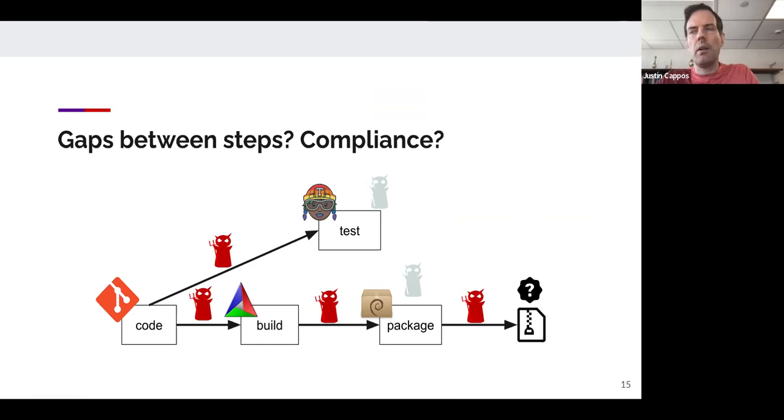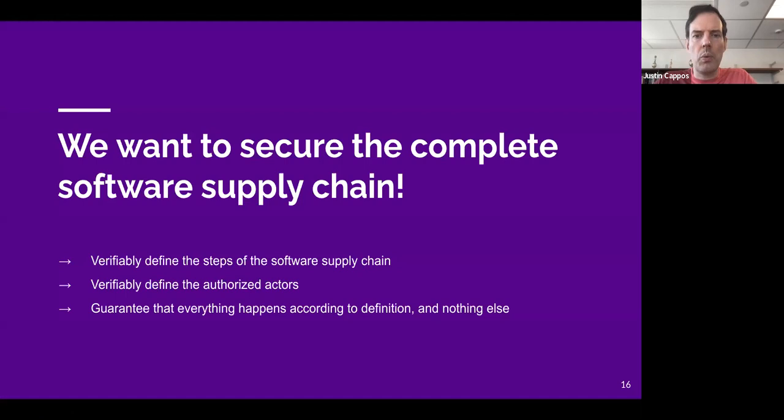So what we want to do is have end-to-end security. We want to end-to-end secure the entire thing, and we want to do it in a way that's verifiable, where there's a way for independent observers to verify that the right things were done and that other wrong things weren't also done.